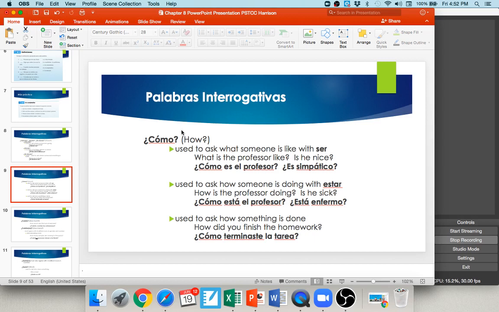You can also use cómo to ask somehow how something is done, like ¿cómo terminaste la tarea? How did you finish your homework? Or ¿cómo terminaste la construcción en tu casa tan temprano? How did you finish the construction at your house so quickly, right? How, inquisitively.